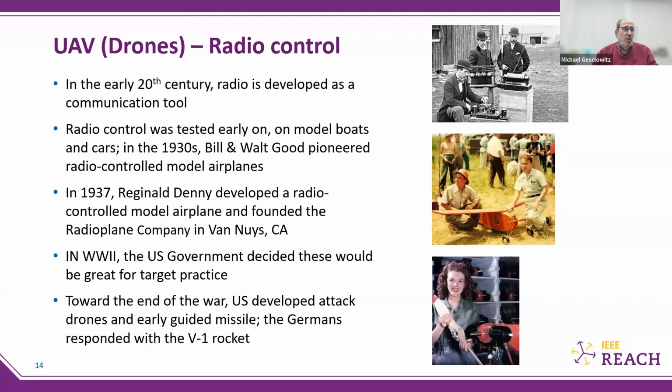Toward the end, the U.S. decided that these drones actually could be weaponized, and started to develop early guided missiles. And of course, the Germans responded with the V-1 and ultimately the V-2 rocket.